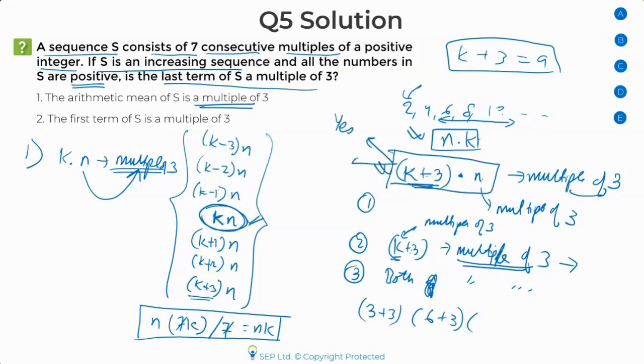The second scenario is K is a multiple of 3. If K is a multiple of 3, I told you K plus 3 would also be a multiple of 3, second case. So again I'm getting the answer as yes. And even if both of them are multiples of 3, I don't mind as long as one of them is, right? So from this, I can say that statement 1 is sufficient because I'll definitely have K plus 3 times N as a multiple of 3.